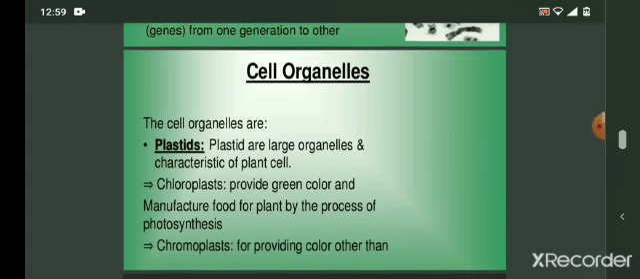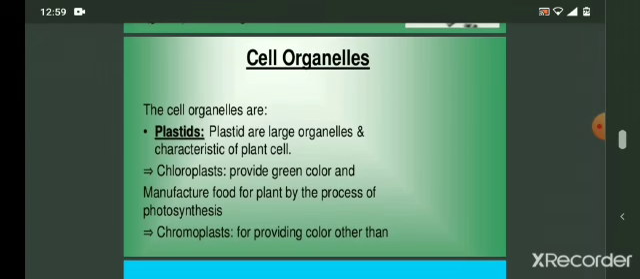Now certain other cell organelles are there, like the plastid, which is present only in plant cells, not in animal cells, because its main role is to manufacture food. These plastids provide green color. The green color pigment inside the plant cell is called chlorophyll. There are also some chromoplasts which provide color to the flowers.